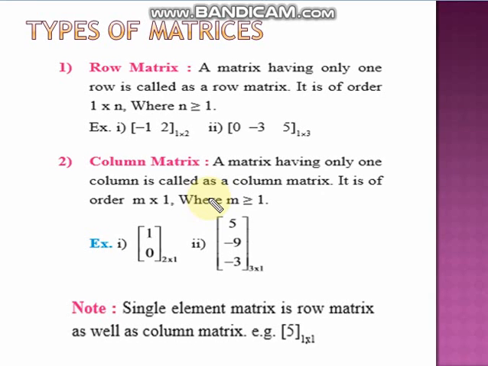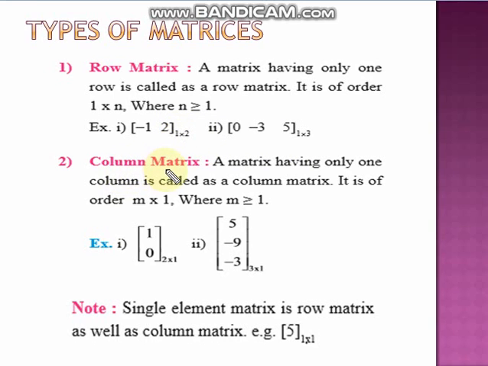Next, types of matrices. The first type is the row matrix and the second one is the column matrix. By the name itself, the idea is very clear: a row matrix is a matrix in which there is only one row, and a column matrix is a matrix in which there is only one column. You can see the example. This is a matrix with only one row and 2 columns. First column is -1, second column is 2. This is a matrix with only one row, 0, -3, 5, and 3 columns. So order is 1 by 3, 1 row, 3 columns. Order is 1 by 2, 1 row, 2 columns.